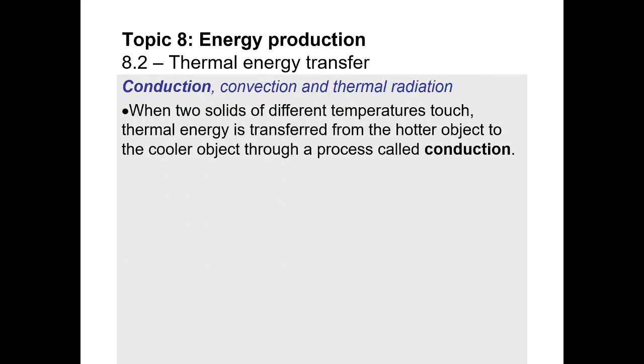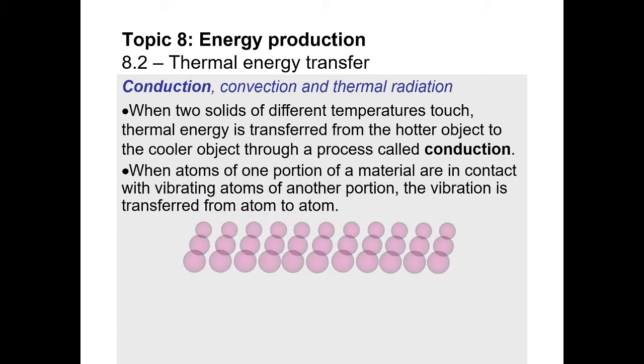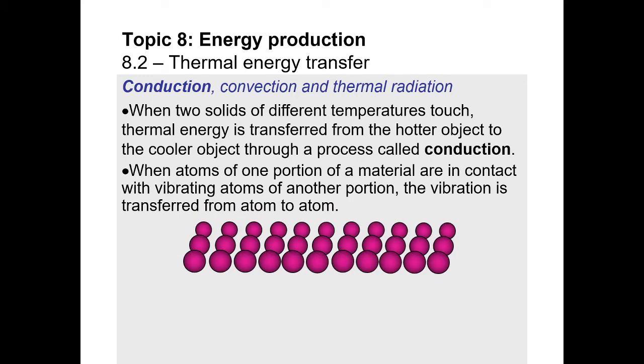All right, so we're going to conduction now, and again, we'll come back to radiation. Conduction: when 2 different objects with different temperatures touch, they have the ability to transfer thermal energy between them. That ability to transfer thermal energy from the hotter object to the colder object is called conduction.